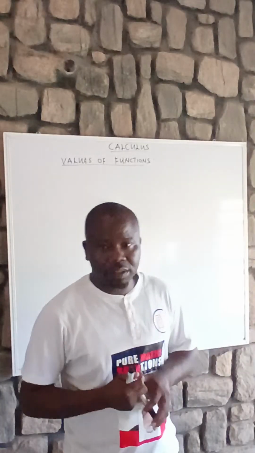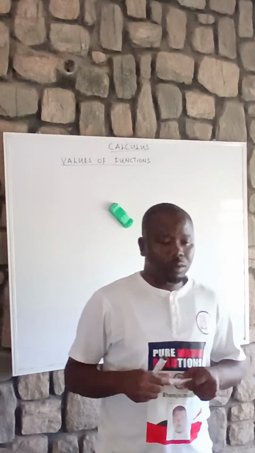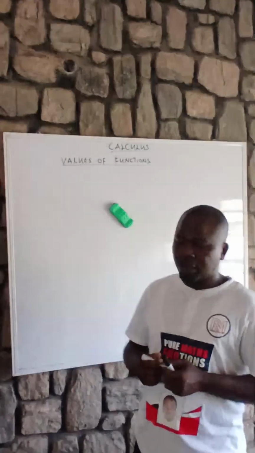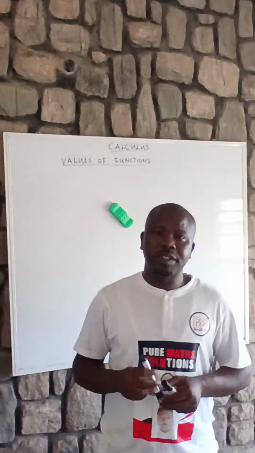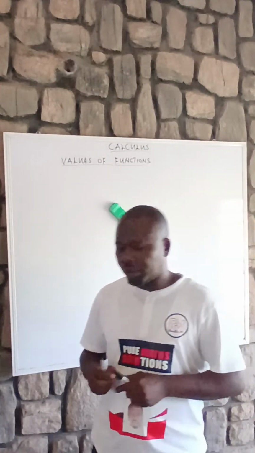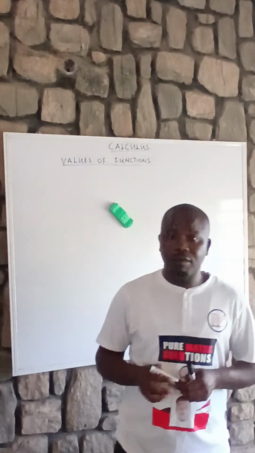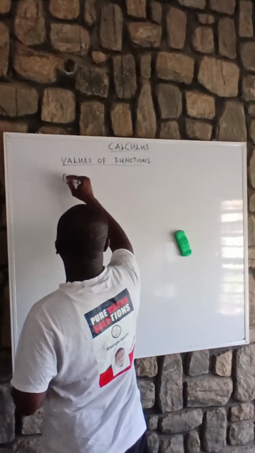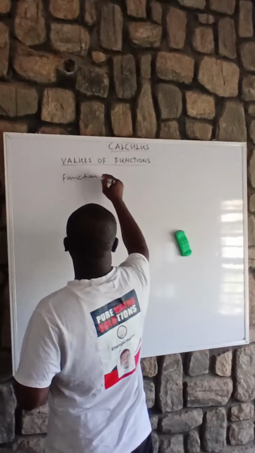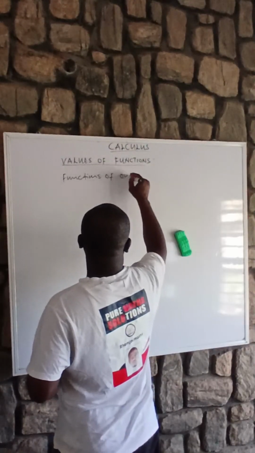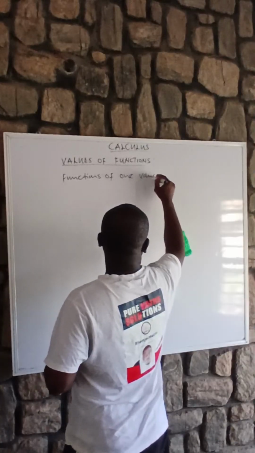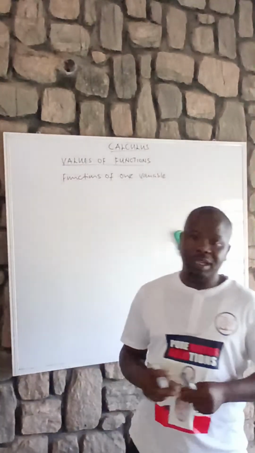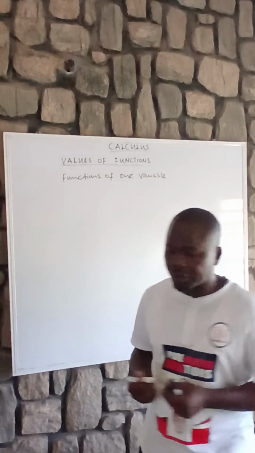As long as calculus is concerned, you come across functions, values of functions. Let's first consider functions of one variable. Is that clear? Functions of one variable. How can we know that this function has only one variable? Yeah, let's go by example.